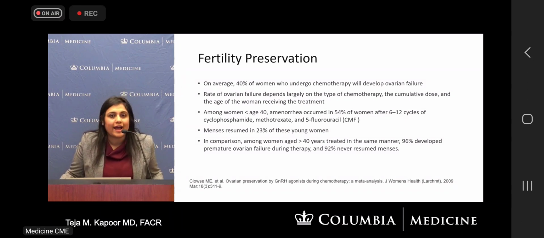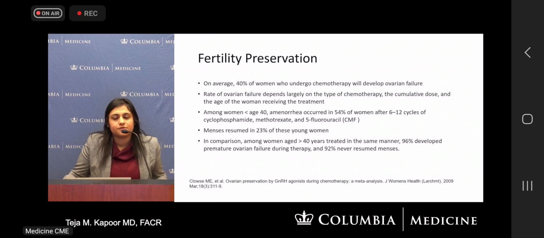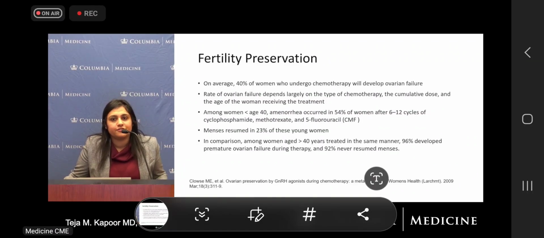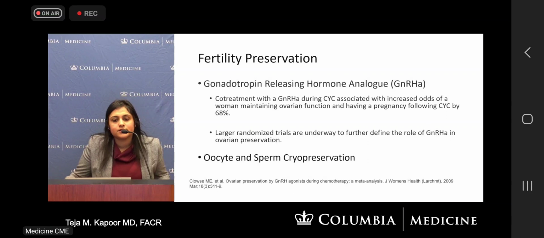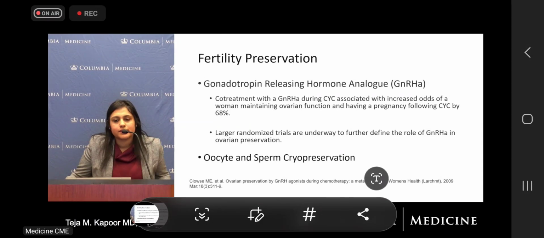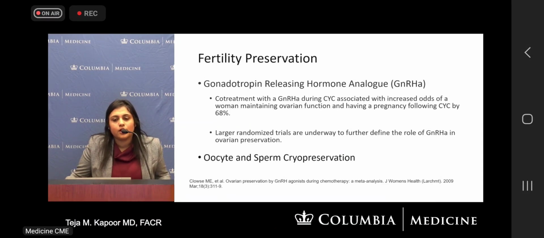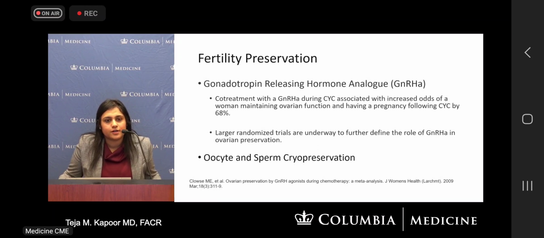Fertility preservation. On average, about 40% of patients who undergo chemotherapy, specifically with cyclophosphamide, can develop ovarian failure. And it really depends on the type of therapy, the cumulative dose, like how often or how much they've gotten over their years, and the age of the woman before treatment. Menses can resume in 23% of these patients, but there's a high risk for ovarian failure. Megan Clowse conducted a meta-analysis demonstrating that the co-treatment of GnRH analog during therapy with cyclophosphamide increases the odds of a woman maintaining her ovarian function. And this is something that we use quite often if we have patients who undergo cyclophosphamide.